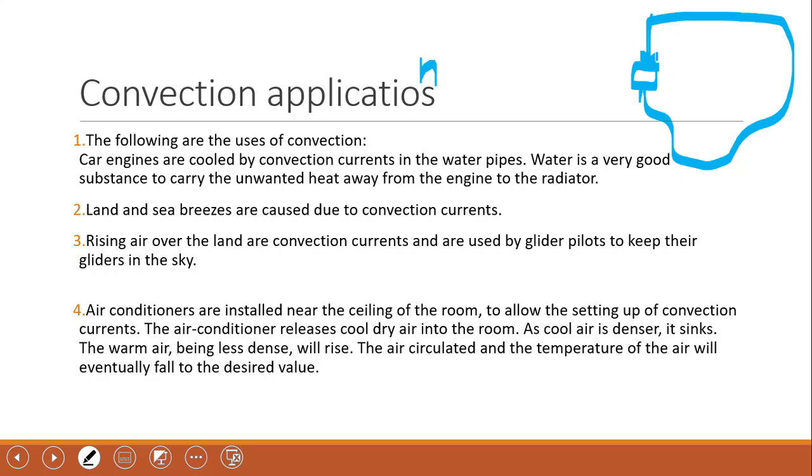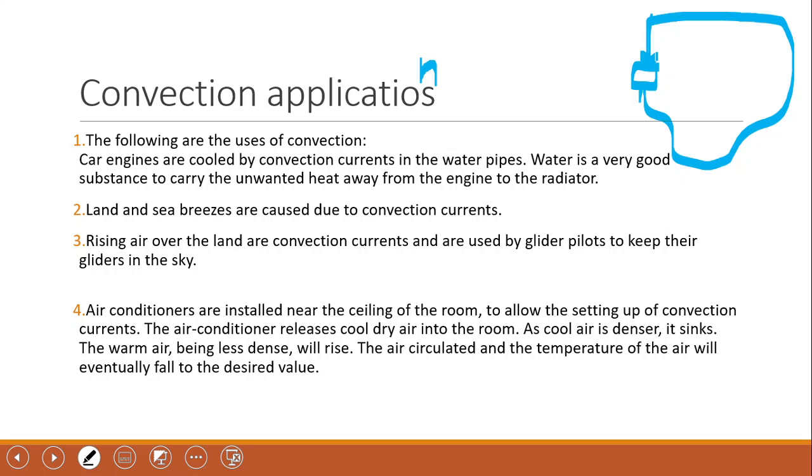So it's the complete process of convection that causes the heating in the engines to be regulated through the radiator or these pipe networks. Similarly, the land and sea breezes are also caused by convection currents, and we're going to discuss that later on in this slide. Similarly, rising air over the land are convection currents and are used by glider pilots to keep their gliders in the sky. So basically, the temperature gradient that is carried away by air or water, the whole concept depends on the convection currents and the process of convection.